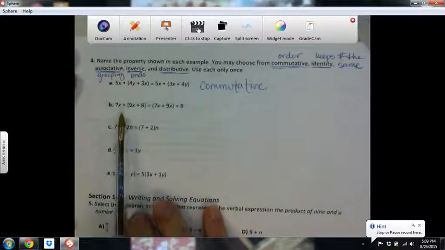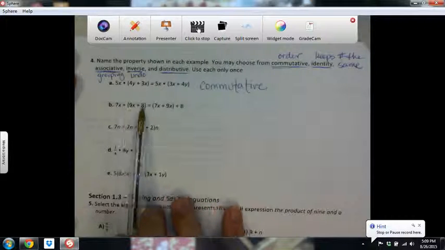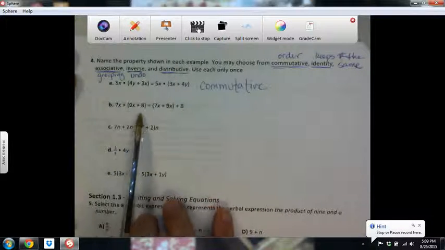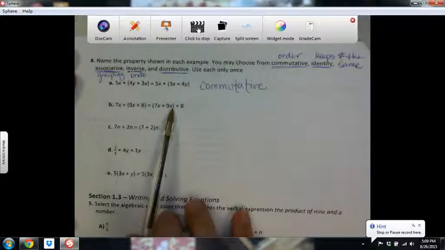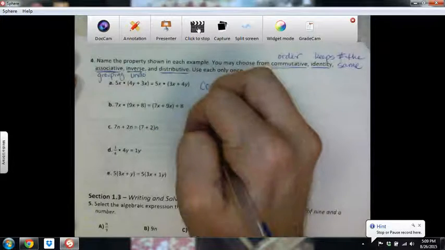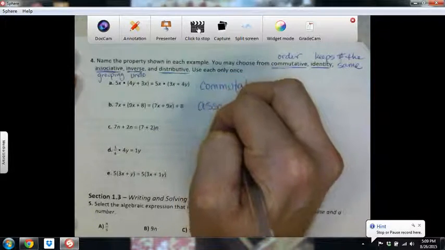For number 2, as I look at it, it's 7x plus the quantity 9x plus 8, but now I've switched where those grouping symbols were. Before they were around the last 2 terms, now they're around the first 2. That has to do with what's inside the grouping symbols, so that's an associative property.